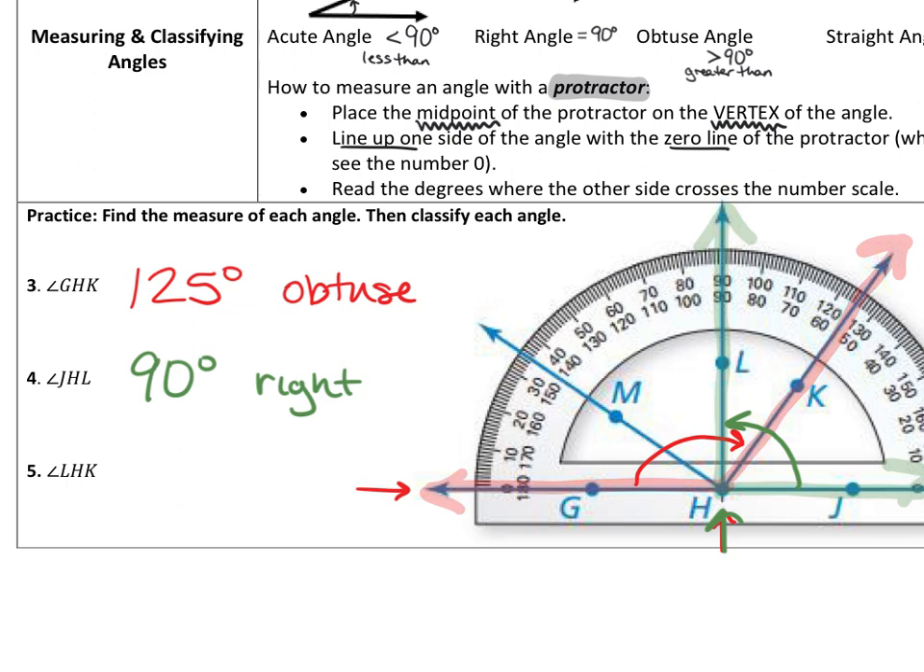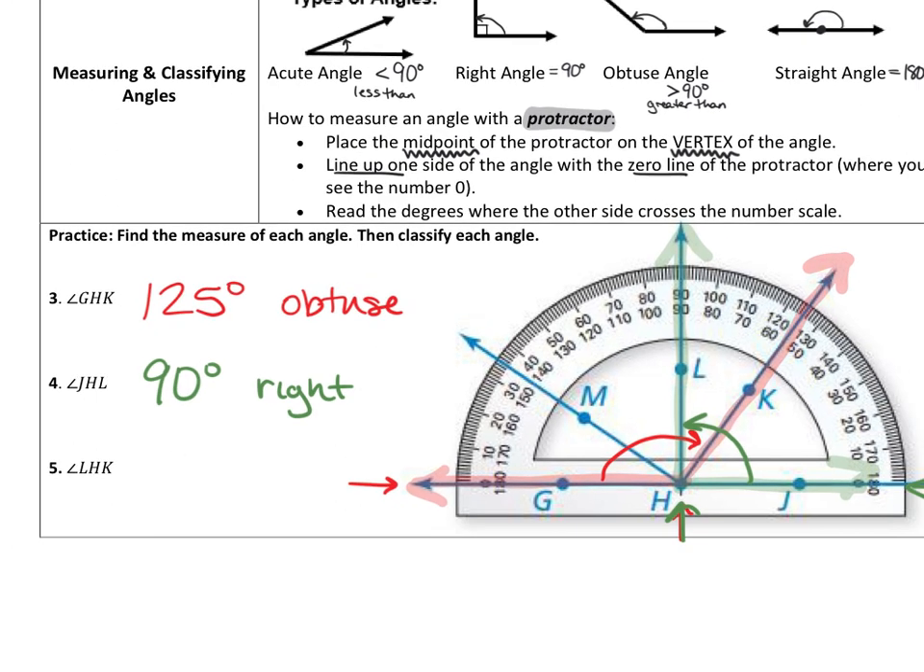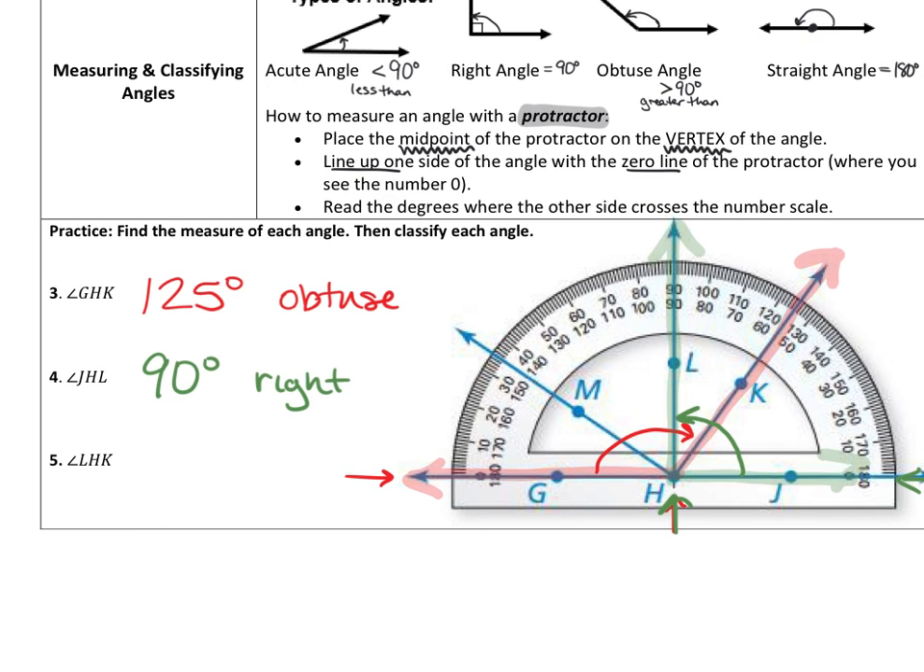Our last one is kind of tricky because, again, reading a protractor, you just look at the numbers. If we're going from L, so here's L, to H to K. Oh, boy. I didn't really set my protractor up right, but that's okay. I can still read this. If L, the ray HL, is pointing at 90, I'm going to write that down. And if HK is pointing at 125, how much was this angle from here to here? 35 degrees. 125 minus 90 is 35 degrees.